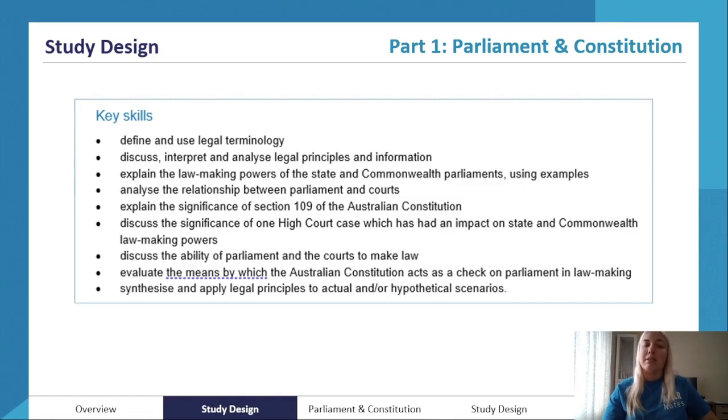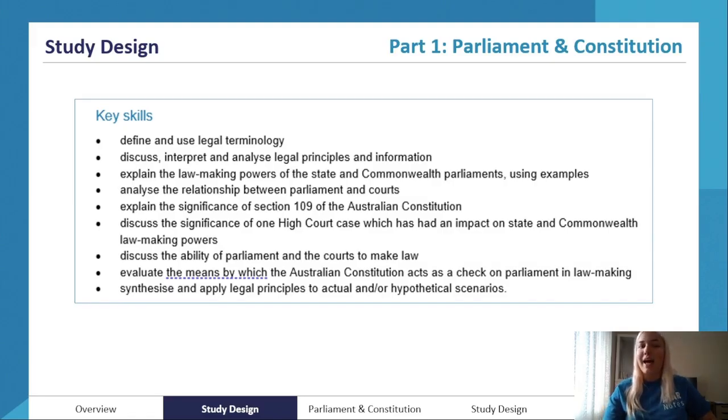You'll also have to analyze the relationship between Parliament and the courts. So, how do the courts influence Parliament, and how does Parliament influence the courts? Explain the significance of Section 109 of the Australian Constitution. Remembering with your explain questions, that keyword explain means you need to describe in quite a bit of detail and then also be able to provide an example. And discuss the significance of one High Court case, which has had an impact on state and Commonwealth lawmaking power.